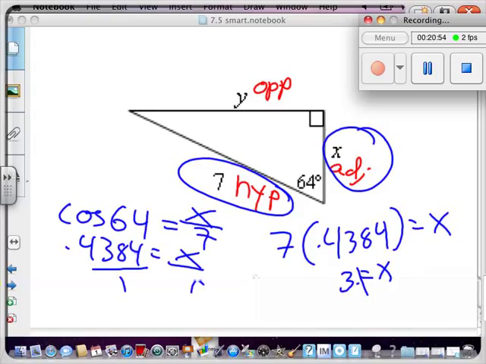So, ladies and gentlemen, we don't have enough time to do y. But if we were going to do y, we're going to use opposite and hypotenuse, so that's sine. And you should get approximately 6.3. All right?